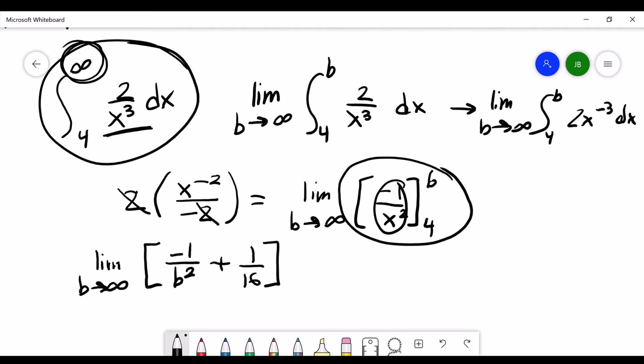Now we're going to plug our limit in. So b goes to infinity. What does that make it? We have negative 1 over infinity, basically. Infinity squared is infinity. And that equals 0. So then all we have left is the 1/16th. And that's our answer. So we say that this integral converges. It has a value.